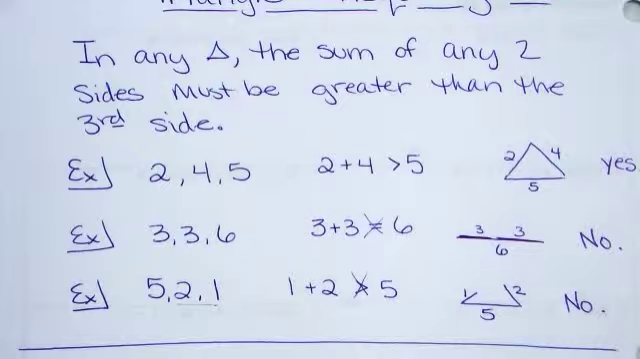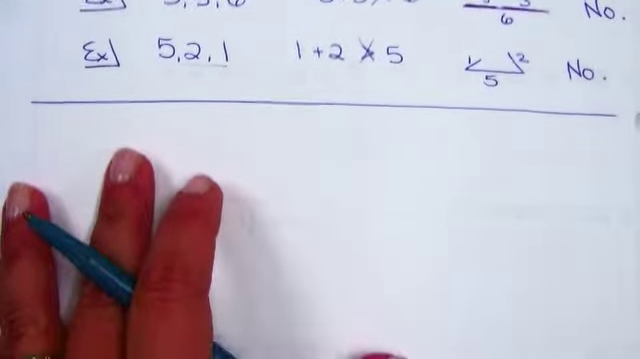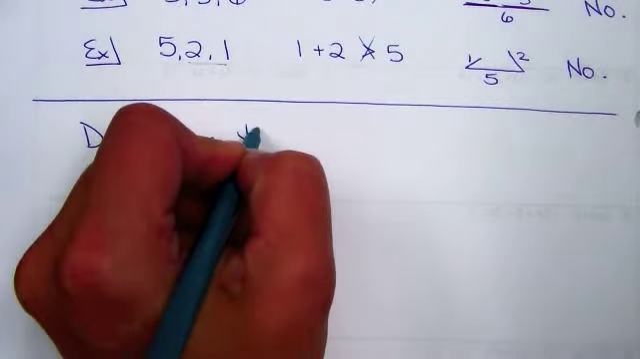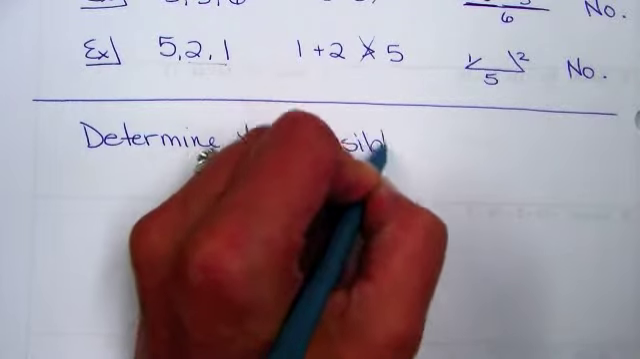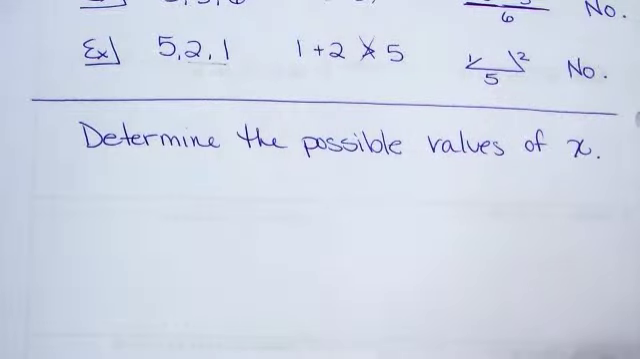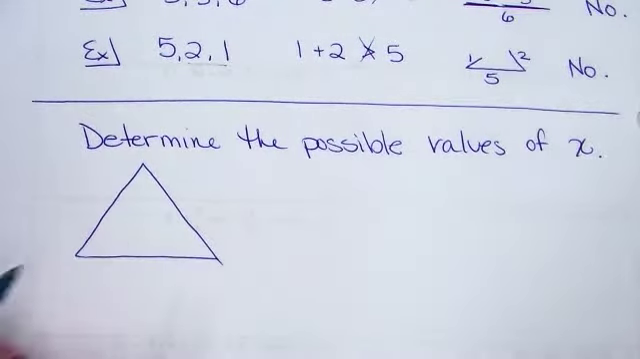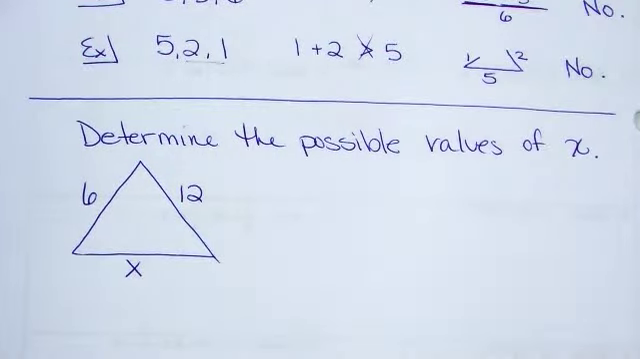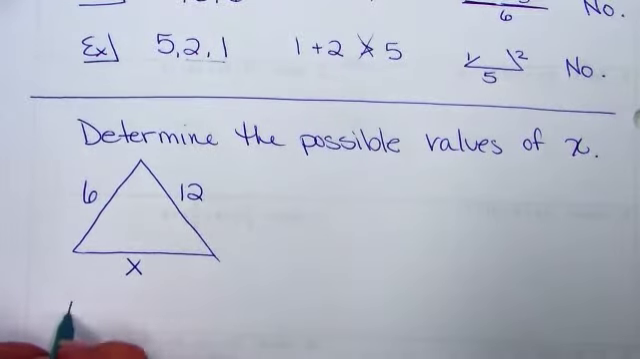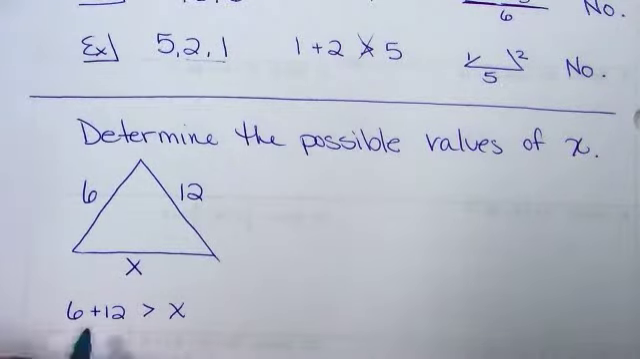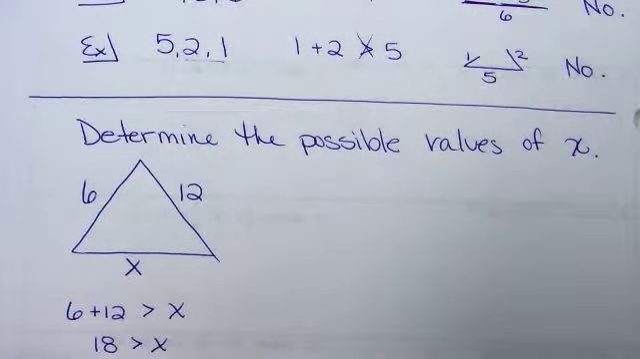We can extend this and ask the question, determine the possible values of side x. So in this triangle, if I have the sides 6, 12, and x, I know that 6 plus 12 has to be greater than x. So 18 has to be greater than x. In other words, x has to be less than 18.